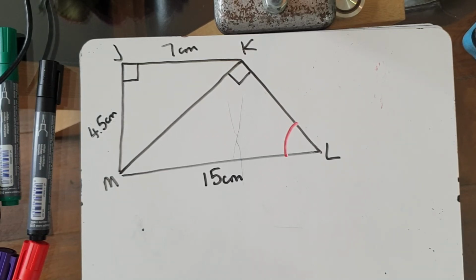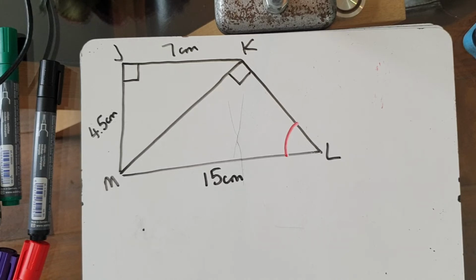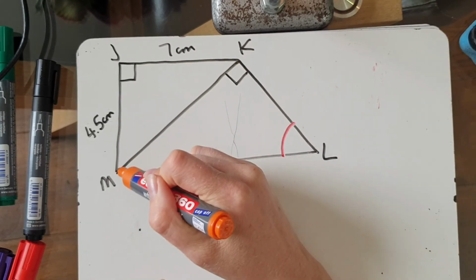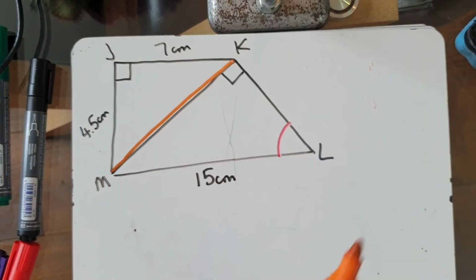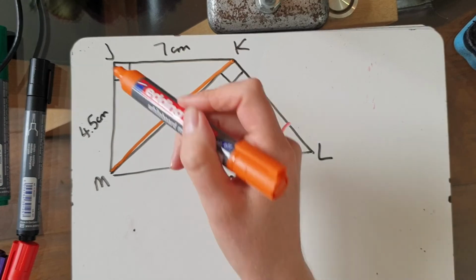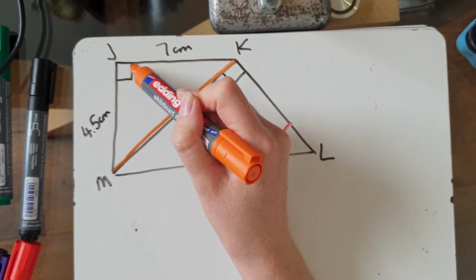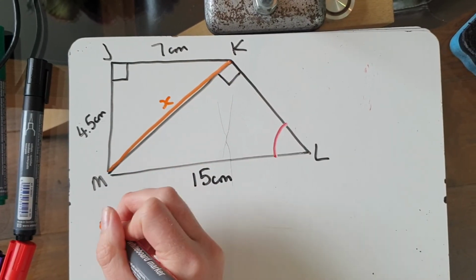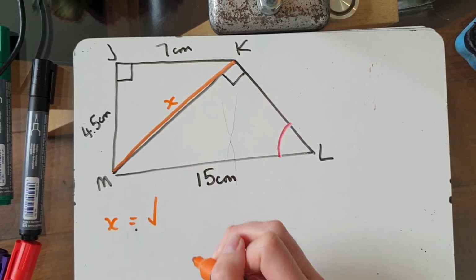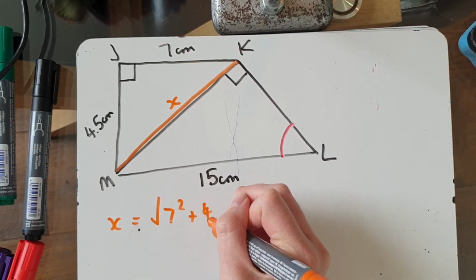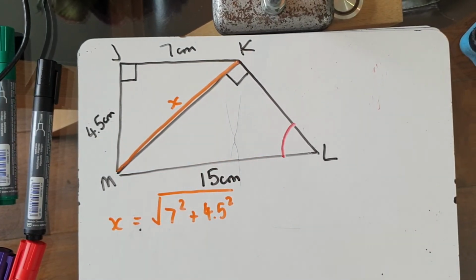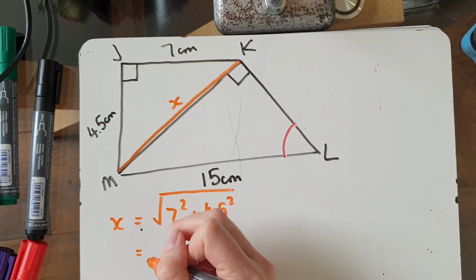The first thing that we want to use, well, you can pause it and have a go if you want to, or if you're not sure, you can carry on watching. But the first thing we are going to want to do is to find this side here, and the way that we're going to find it is just using Pythagoras' theorem. This is a right angle. So this side here, which I'm going to call x, is going to be the square root of 7 squared plus 4.5 squared.